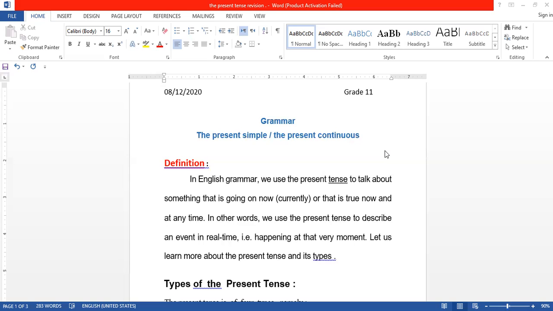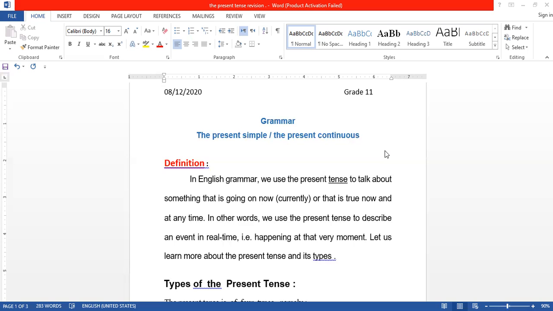Okay, fine. So in English grammar, we use the present tense to talk about something that is going on now, currently, or that is true now and at any time. In other words, as I've just said, we use the present tense to talk about general actions, general activities, something that is happening now, something that is going on, and so on and so forth. All right? We can also use it to talk about something that we cannot change. It means, for example, a general fact, a scientific fact, which we cannot change, which we cannot deny. We have to refer to or describe it or talk about it using the present tense. All right?